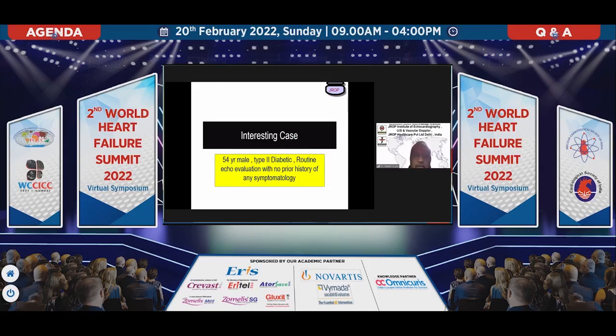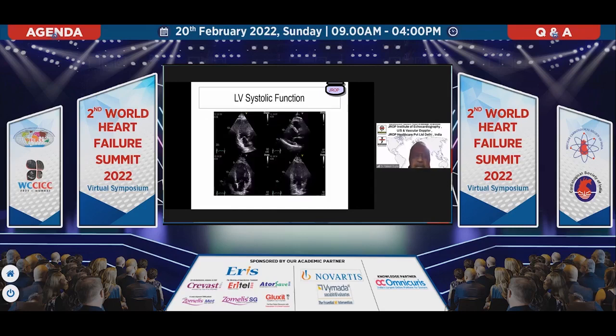Here's a 54-year-old male, type 2 diabetic, routine echo evaluation, no prior history of any illness, cardiac, respiratory, whatever it is. And here, look at his LV function. Every one of us would say, look, he has absolutely normal LV systolic function. If not absolutely, at least the ejection fraction would be more than 50%, whether it's the 3-chamber, apical long axis view, 4-chamber or 2-chamber, reasonably good LV contraction.